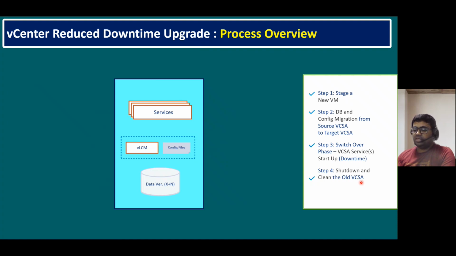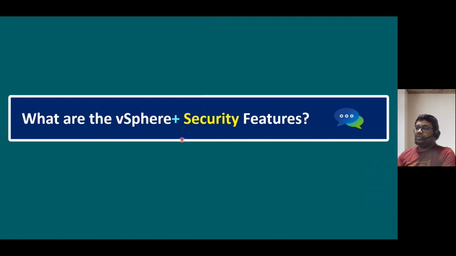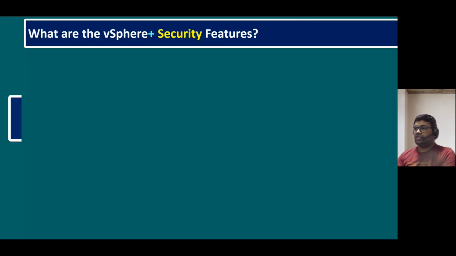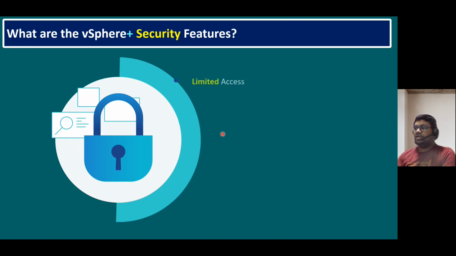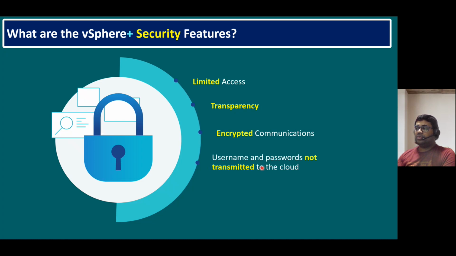Even the customers will ask the question, what are the vSphere Plus security features? So let's discuss the security features. Security-wise, there is limited access: only authorized persons have access, with transparency and encrypted communications. Usernames and passwords are not transmitted to the cloud, and data is not shared. It's not like a shared infrastructure. VMware Cloud is a dedicated infrastructure only.